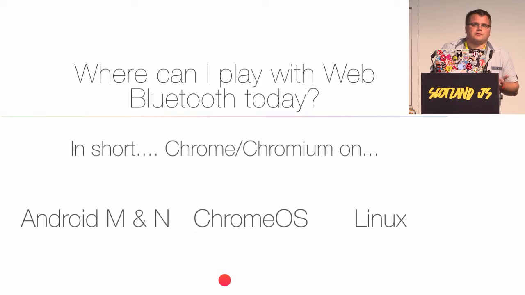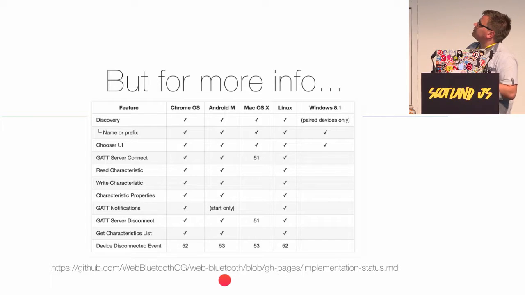As web developers, we want to play with stuff today. Where can we go play with it? In short, Android M plus N, I've just been told, Chrome OS and Linux. How many of us develop on Macs? Most of the room puts up their hand. If you want some more information, you can go here. You'll see Chrome OS has everything, Android M has pretty much everything, Mac OS has some, Linux has everything, and Windows barely has anything.